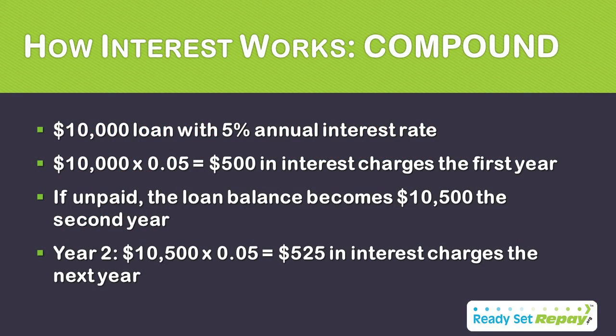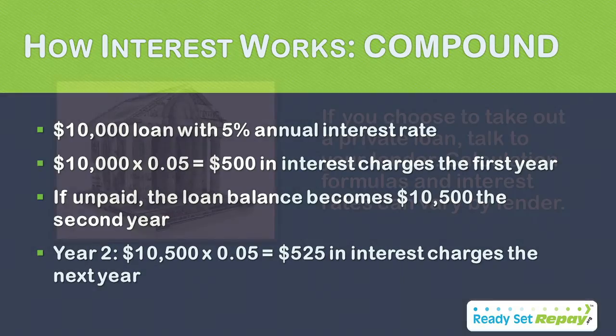Using the same example of a $10,000 loan with a 5% interest rate, if the loan charges compound interest, it will accumulate the same $500 in interest charges during the first year. However, if that interest charge is unpaid in year 2, it will be capitalized, and the loan balance will increase to $10,500, causing the interest charge on year 2 to increase to $525. This will continue for the life of the loan if the interest charges remain unpaid.